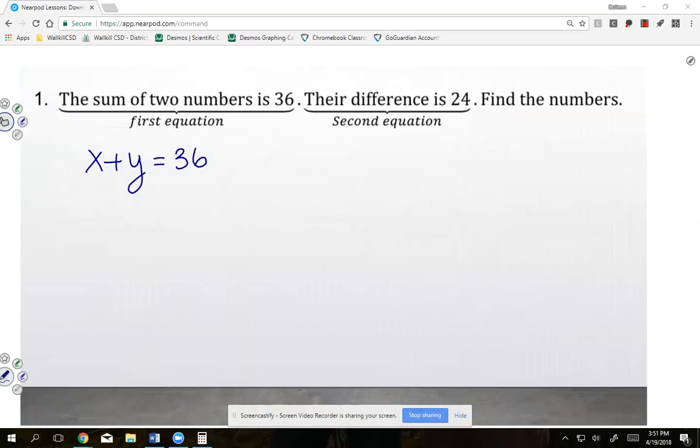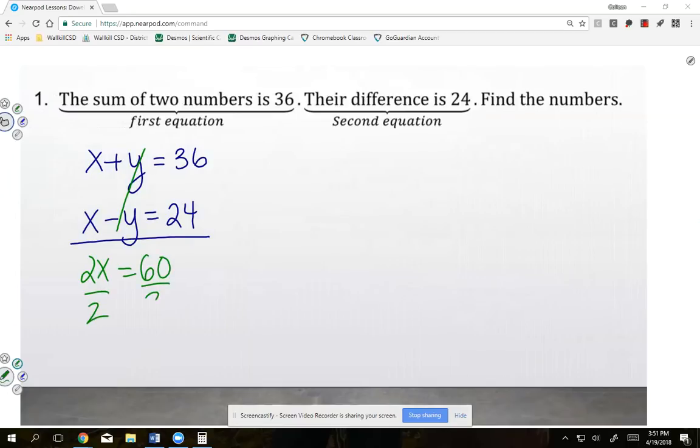Similarly, in the second equation, we have their difference is 24. So again, x minus y equals 24. And just like yesterday, we're going to use the process of elimination. In this case, it's really easy because there is already a pair of opposite coefficients. So we're going to cancel out the y's and add everything else. x plus x is 2x. 36 and 24 is 60. Divide by 2, divide by 2, x equals 30.